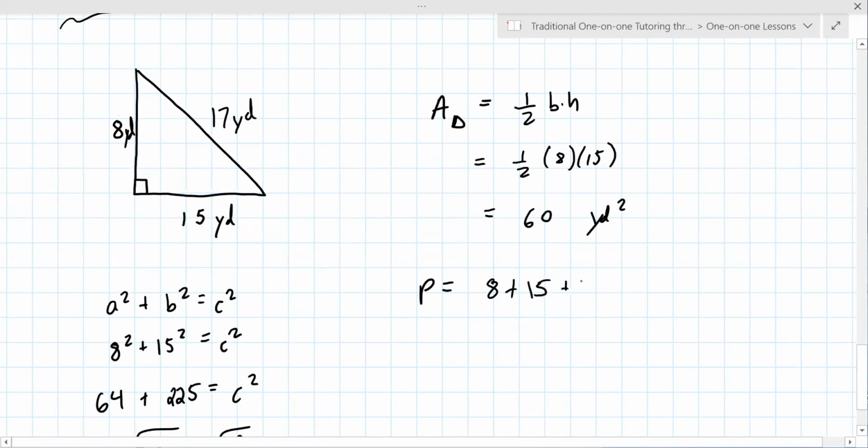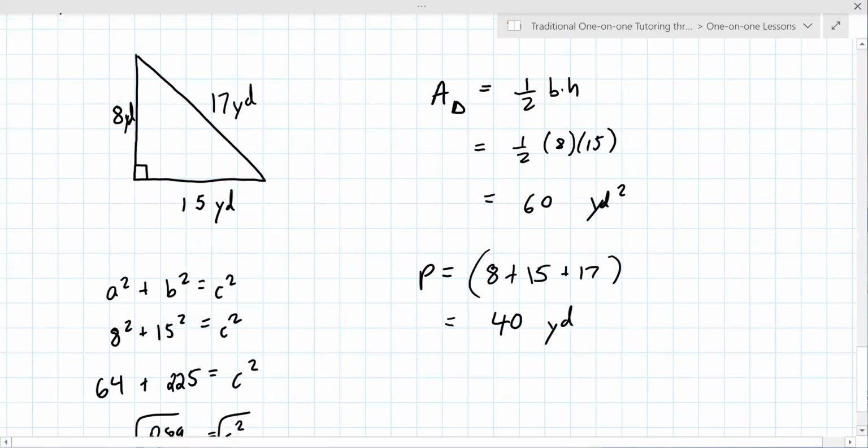Add all those up. 8 plus 15 is 23. 23 plus 17 is 40. And then what are the units? 40 yards. Yards, perfect. Fantastic.